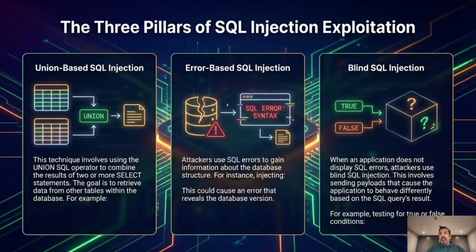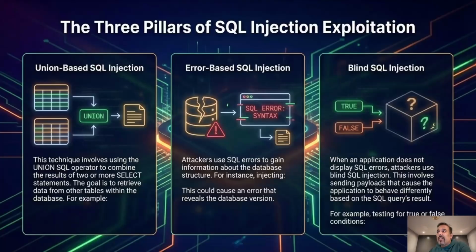There are three main pillars of SQL injection exploitation. The first is union-based, which we just covered. This technique involves using the UNION SQL operator to combine the results of two or more tables. The goal of this injection is to retrieve data from other tables within the database. Like in the previous example, the hacker can get information from your orders table, get usernames and passwords from the users table, and there is other information they can get. The second one is error-based SQL injection.